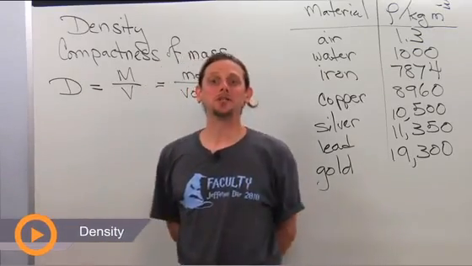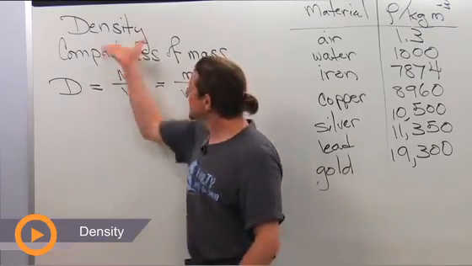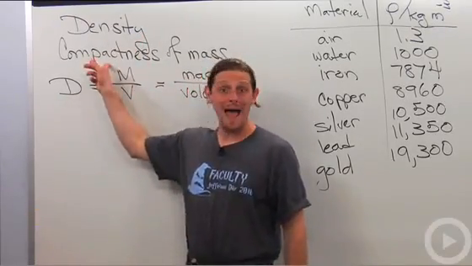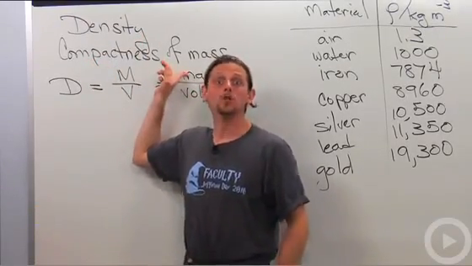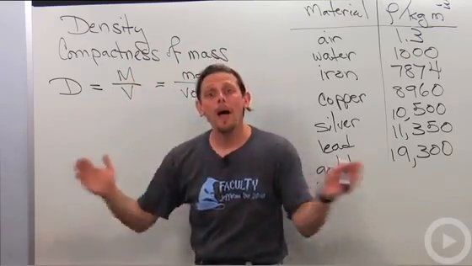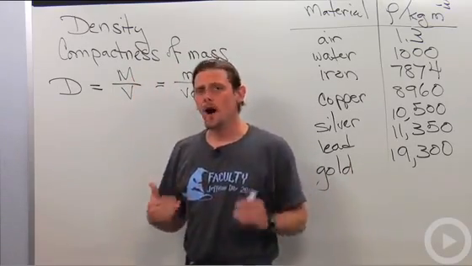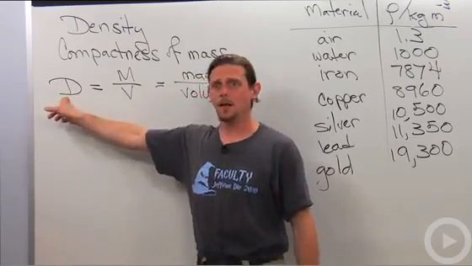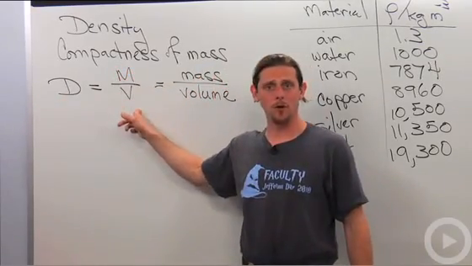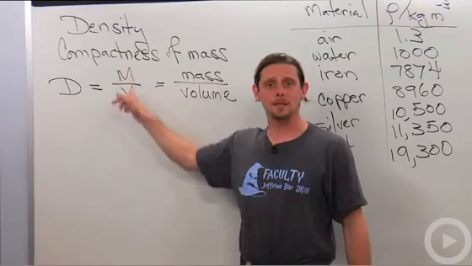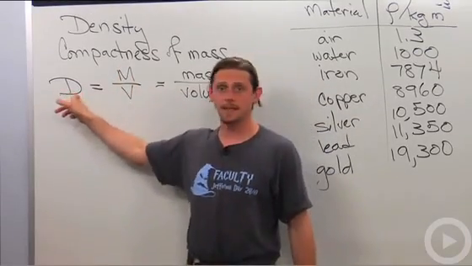All right, so today we're going to talk about density. Now, density is a measure of how compact the mass is. So the bigger the density, the more mass we can fit in a smaller volume. For that reason, we define density as density equals mass divided by volume. So that if you've got a big mass and a small volume, then you get a big density.